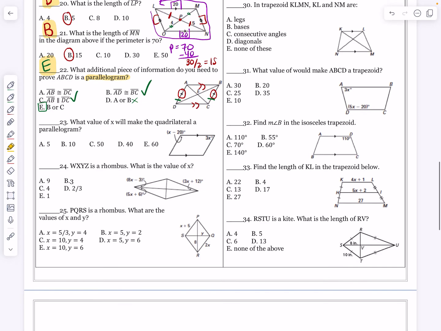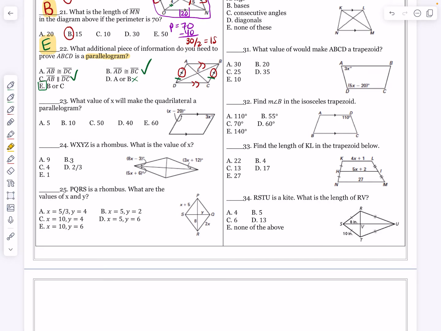All right, number 23, what value of X will make this quadrilateral a parallelogram? Well, I've got X minus 20 is pointing to this angle, and then next to that, so not opposite, but next to that is going to be 3X. And so what do we know about these angles? In a parallelogram, consecutive angles are supplementary.